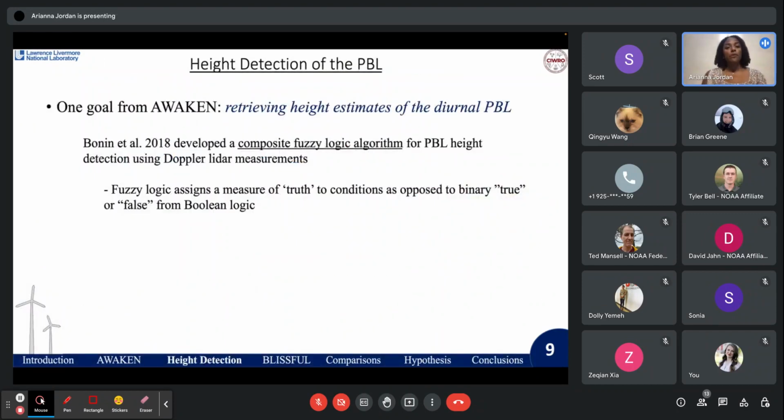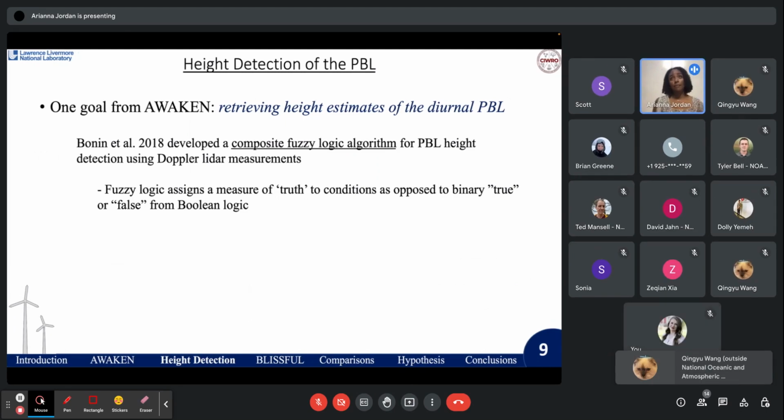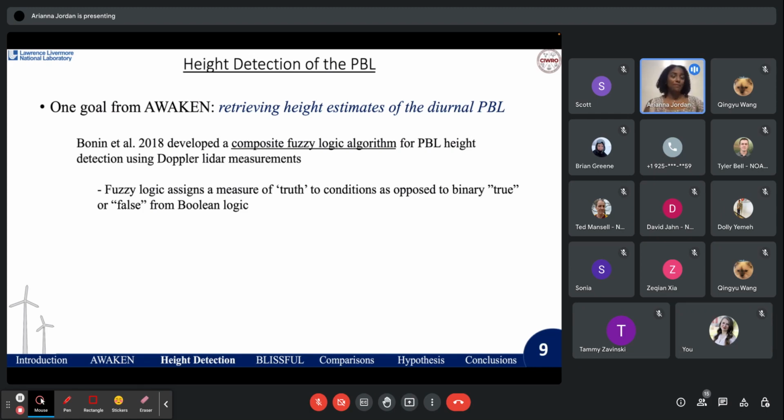Okay, so going forward into the campaign, one goal from AWAKEN is to retrieve height estimations of the diurnal boundary layer. And if you saw my seminar last year, I talked a little bit about different methods that you can use to retrieve these estimates. But for this talk, I'll focus mainly on one that specifically targets observations from Clamps. That refers to a composite fuzzy logic algorithm that was developed by Bonin et al. 2018, and it employed Doppler lidar measurements.